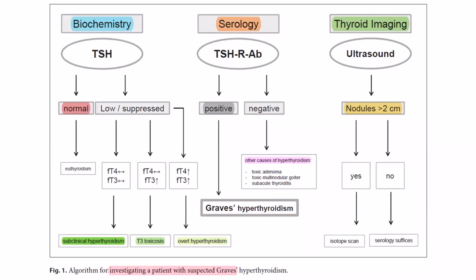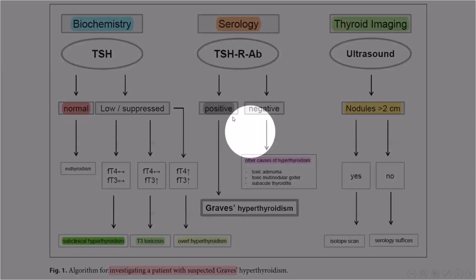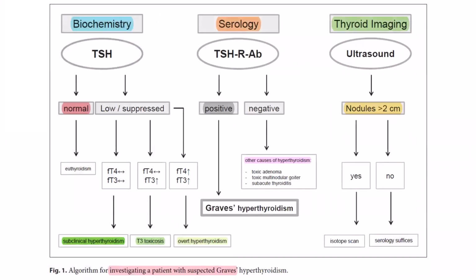Another biochemical and serological test is TSH receptor antibody, which is thyroid stimulating immunoglobulin, and is very specific for Graves disease. If it is positive, this is Graves hyperthyroidism. If it is negative, we need to assess the other etiological causes of thyrotoxicosis. So hyperthyroidism with negative TSH receptor antibody is mostly due to toxic adenoma, toxic multinodular goiter, or subacute thyroiditis, painless thyroiditis. So this is very important.